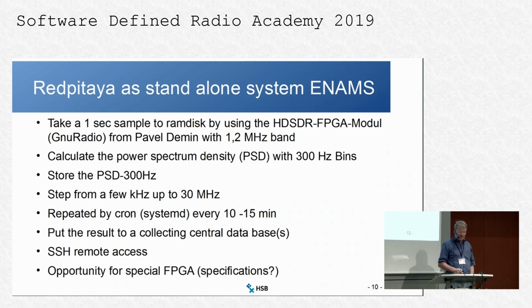We selected Red Pitaya as a standalone system for EMC measurements. This system takes a 1 second sample to a RAM disk by using the HDSDR FPGA module from Pavel Demin with a bandwidth of 1.2 megahertz in 1 second. Calculate the power spectrum density with 300 hertz bin width. Store the power spectrum density with this 300 hertz bin width. Step from a few kilohertz up to 30 megahertz.